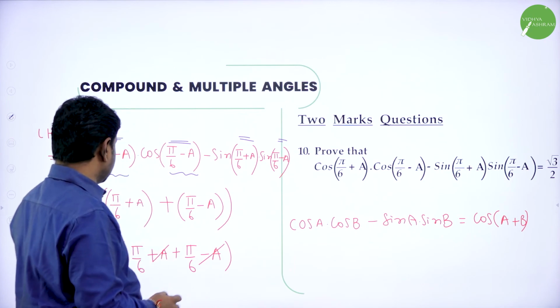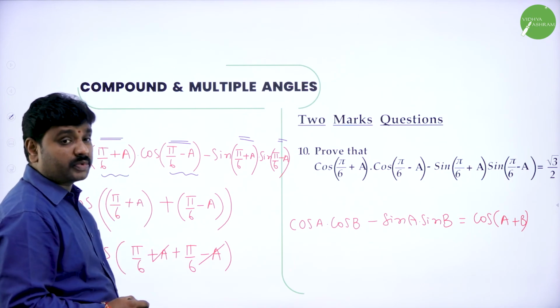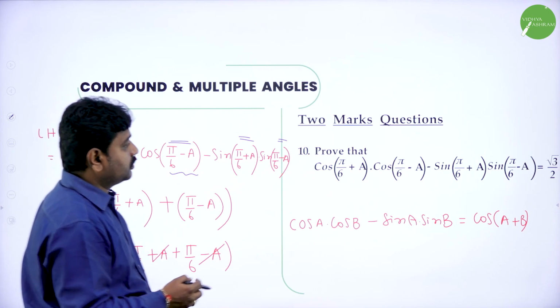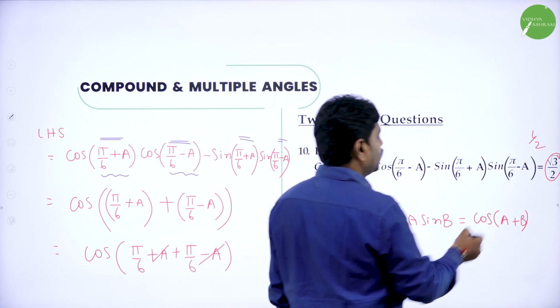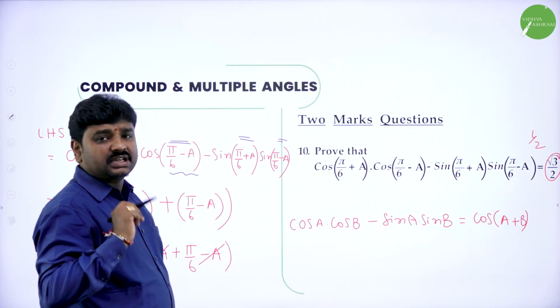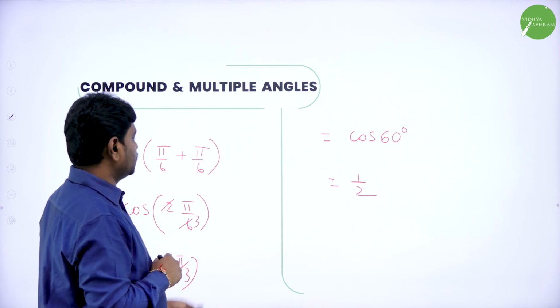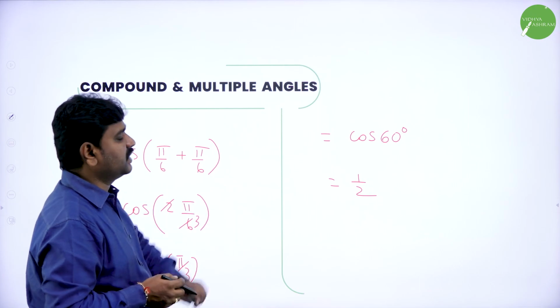So dear students, here pi by 6. So it will become pi by 6 plus pi by 6, 2 pi by 6, pi by 3. So this proof they have given wrong. This is 1 by 2. Prove this. This is 1 by 2. We'll get 1 by 2. We'll get cos 60. What is cos 60? Cos 60 is half. That's it. Because we'll get pi by 3. What is pi by 3? 180 by 3 is 60 degrees. So this is the answer.